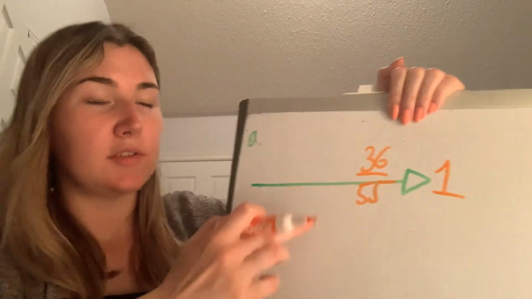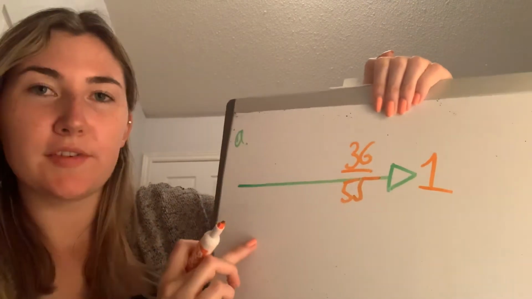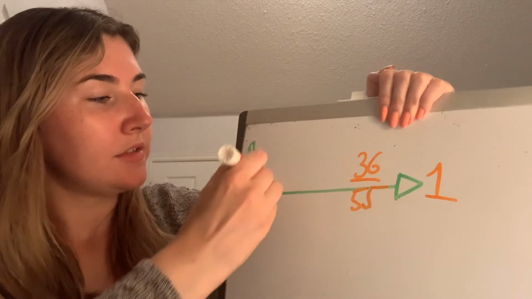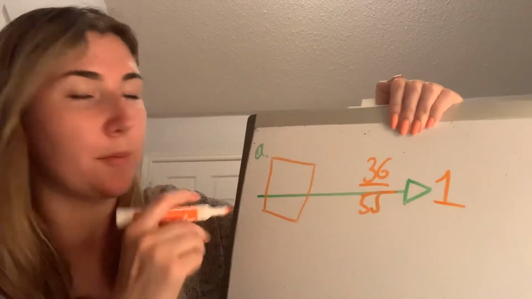I'll just draw that here. So our big number is 1, and our small number is 36 over 55. So now our missing fraction is our first small number.